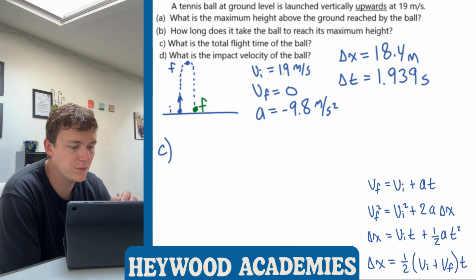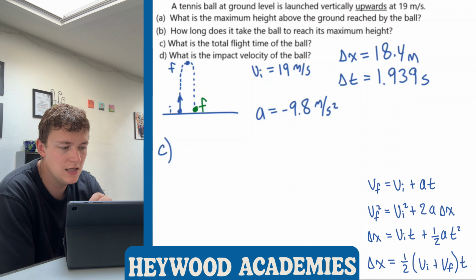So now the initial is still going to be 19. Our final is not going to be 0, so we can get rid of that. That's an unknown.